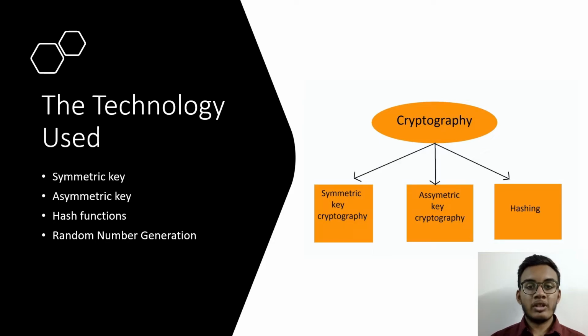The cryptographic technologies that are used in this present generation are symmetric key, asymmetric key, hash functions, and random number generation. So let us briefly discuss each of these cryptographic technologies in this video.